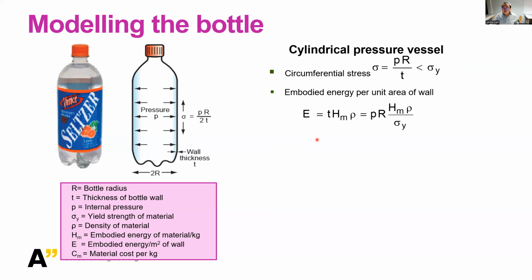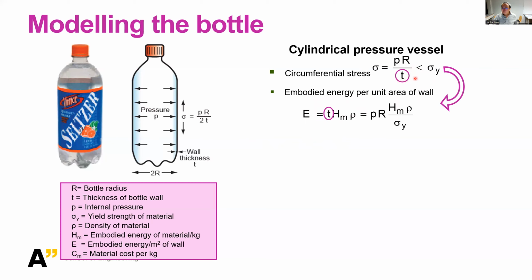So this is a simple equation. The energy is equal to the thickness times the HM, which is the embodied energy of the material per kilo, and times the density rho, and then you get basically the embodied energy per unit area, right? I think everybody could follow. And the next is basically you take the T, right? We don't want to have any geometry in this kind of material index formulation.